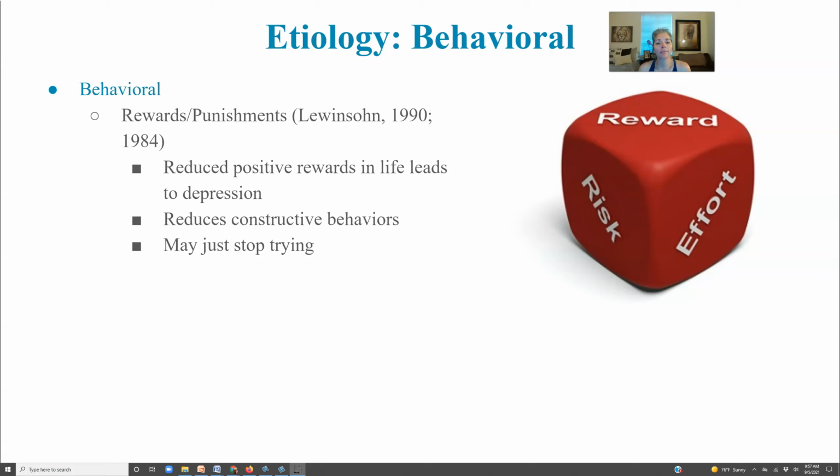So from a behavioral standpoint with depression, we do look at rewards and punishment. And sadly, when you have a negative experience, that reinforces your negative thoughts, right? And your ideologies. When you are withdrawing from those activities, you're now reducing your opportunity for positive rewards, positive interactions. And so unfortunately, that contributes to you reducing your constructive, healthy coping behaviors, and you might just stop trying altogether and actually gain that learned helplessness that we talked about earlier.